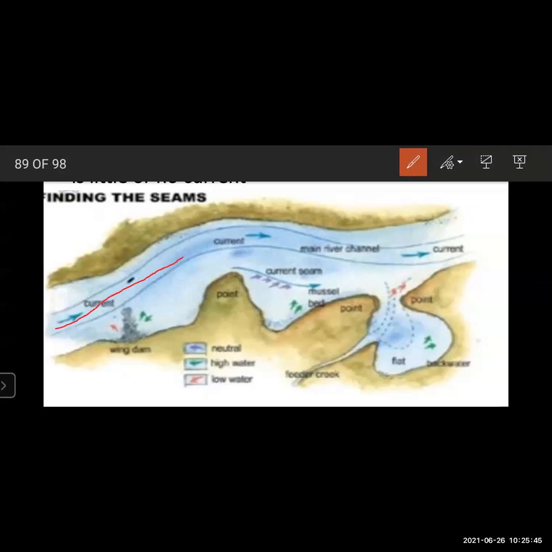the river is moving this way. Okay, so the flow is very high.